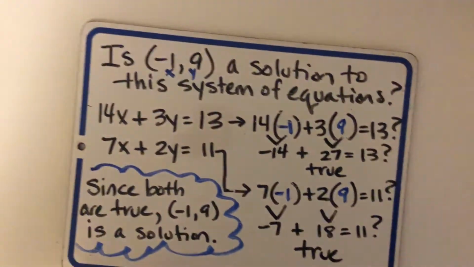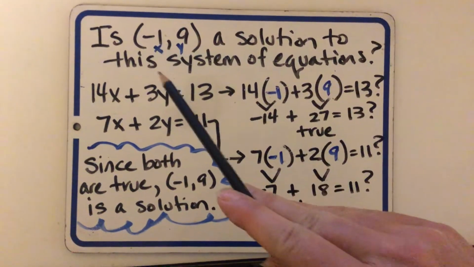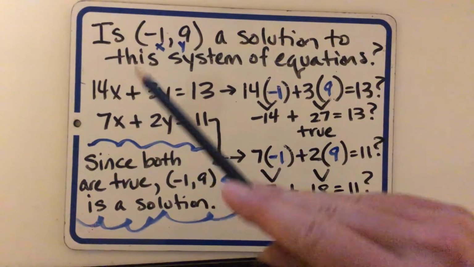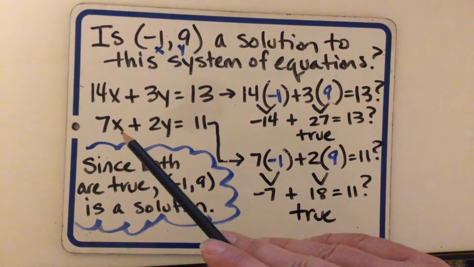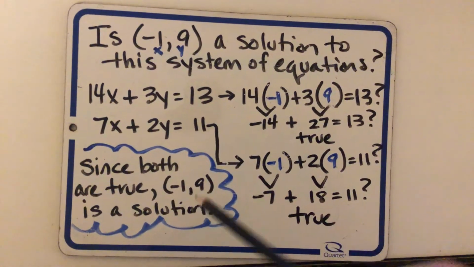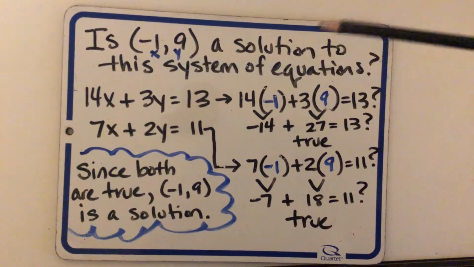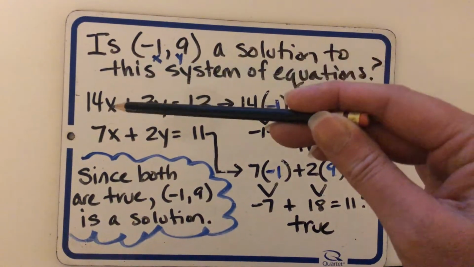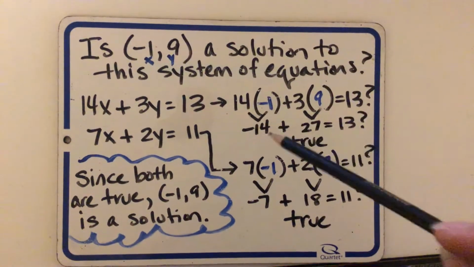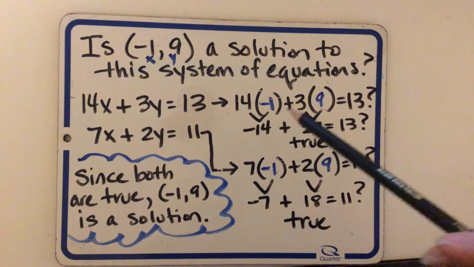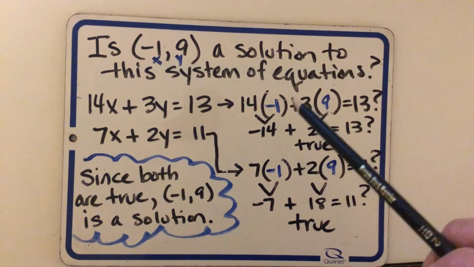All right, this one says, is negative 1, 9 a solution to the system of equations? So here are my two equations. I have 14x plus 3y equals 13, and I have 7x plus 2y equals 11. So I take negative 1, 9, I label it x and y, and then I'm going to substitute that in. The negative 1 is going to go in where the x is, and the 9 is going to go where the y is. So notice I put it in parentheses, so I remember that I have to multiply it by the coefficient that was in front, okay?